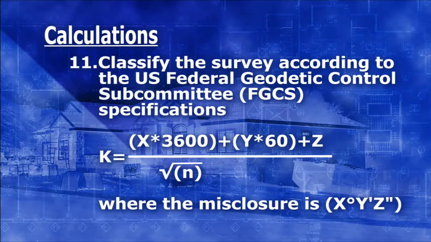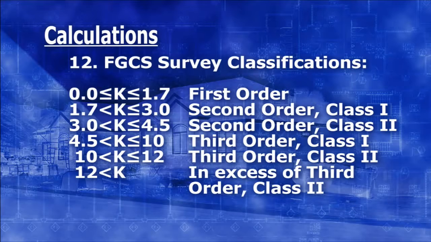Now it's time to see how well your team did in completing the traverse. Take the misclosure found in step 8 of x degrees, y minutes, and z seconds, and fill in the equation to find the k value for the U.S. Federal Geodetic Control Subcommittee specifications. Using the k value found in step 11, label your survey according to the FGCS survey classifications.